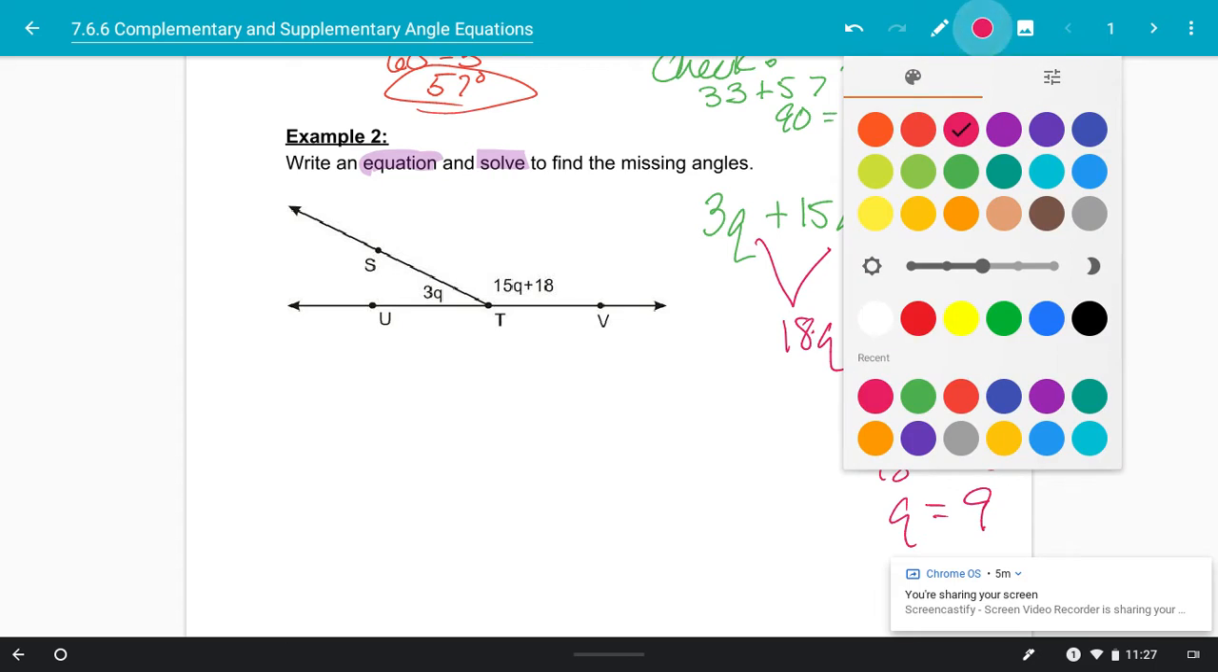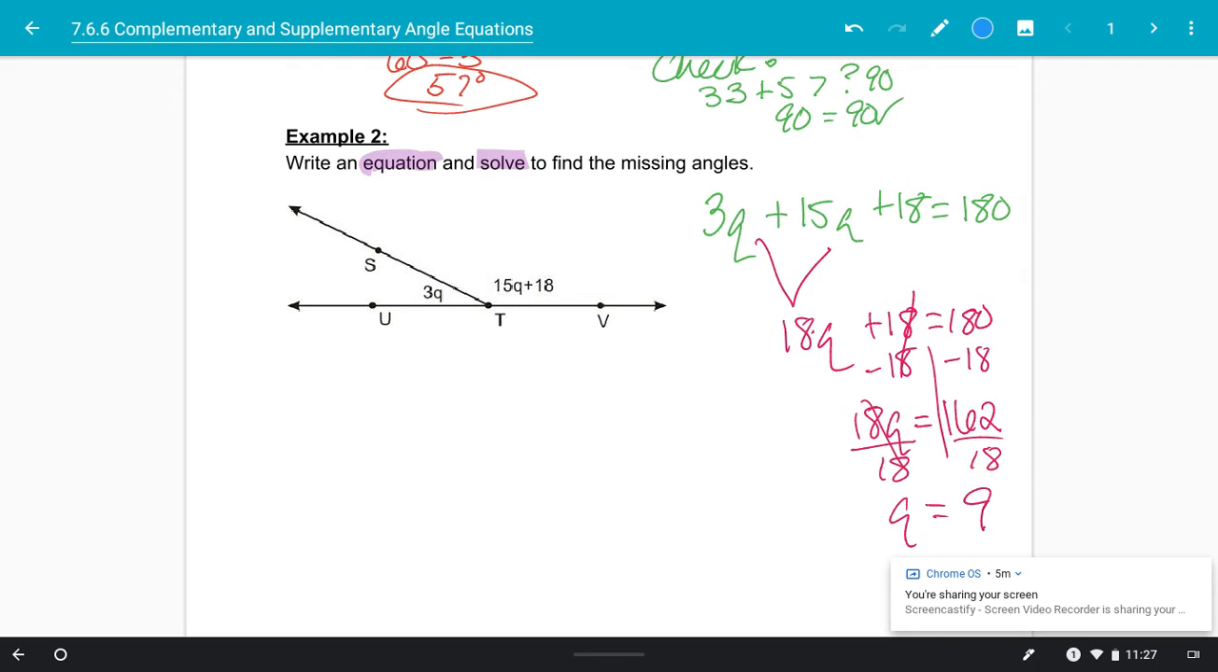Now again, that is not giving us our angle measurement. That is just telling us that the value of Q is 9. So to find my angle measurements, I have to go back and substitute in. Instead of 3Q, I'm going to say 3 times 9, which is going to give us 27 degrees. Over here, instead of 15Q plus 18, I'm going to do 15 times 9 plus 18. Order of operations tells us to multiply first, so I'm going to do 15 times 9 to get 135, and then add on 18 to get 153 degrees.